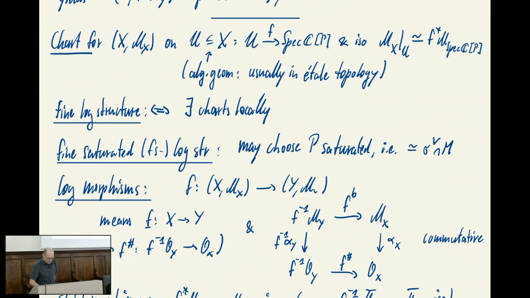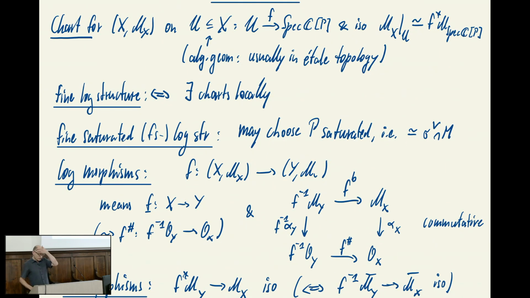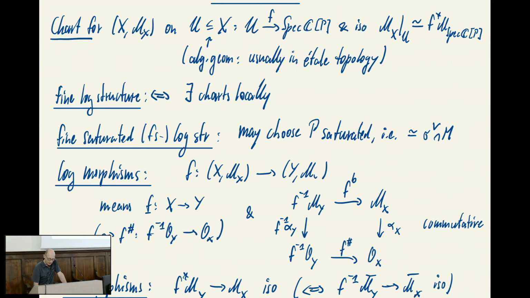We are not that complicated. Okay, so then there's a notion of chart for a log structure that is kind of important. So whenever you have an open subset of X, a chart would be a morphism to a toric variety, together with an isomorphism of your log structure with the pullback log structure from the toric variety. And in algebraic geometry, you would usually do this in the étale topology. Analytically, it's just some open subset.